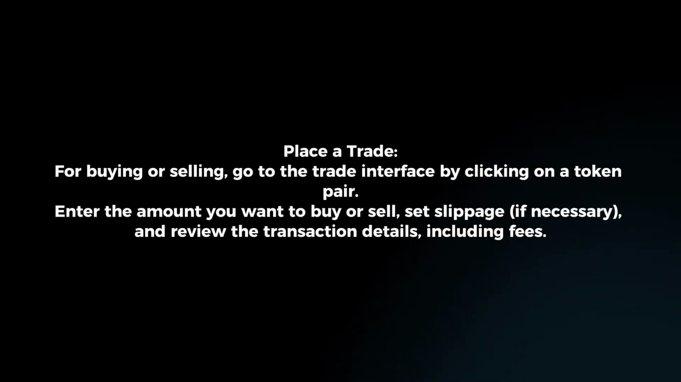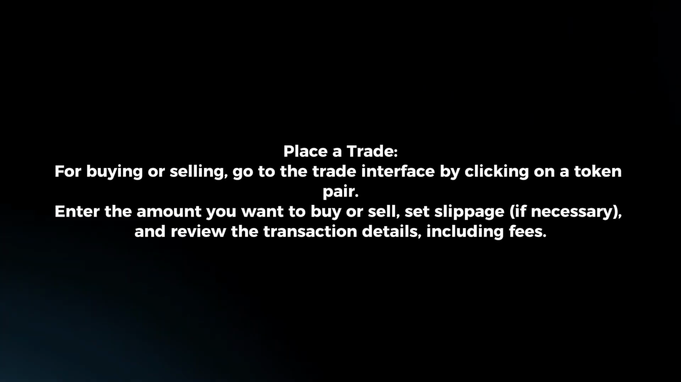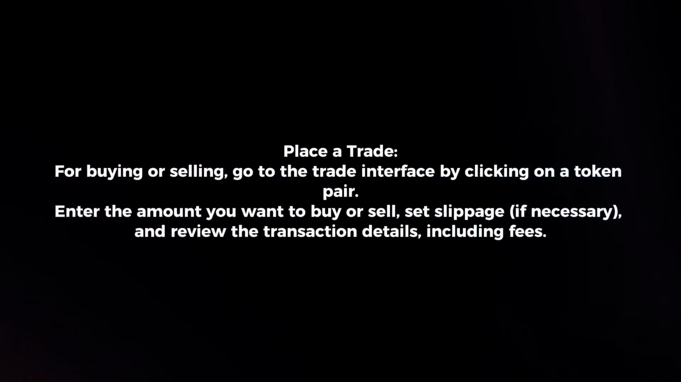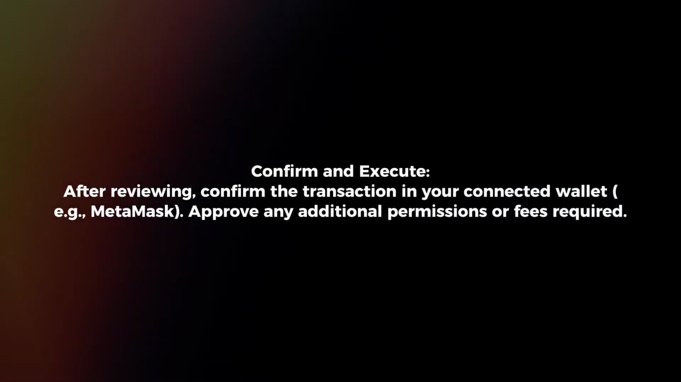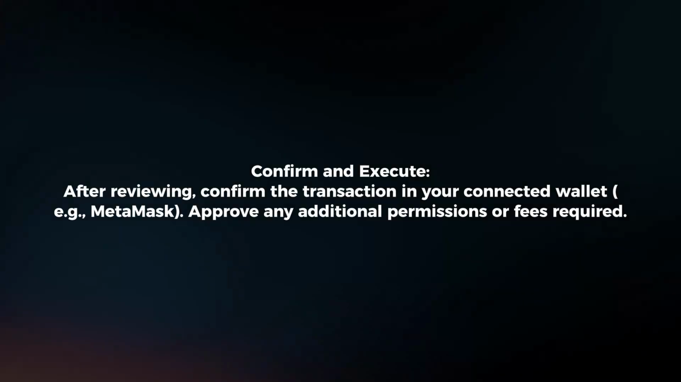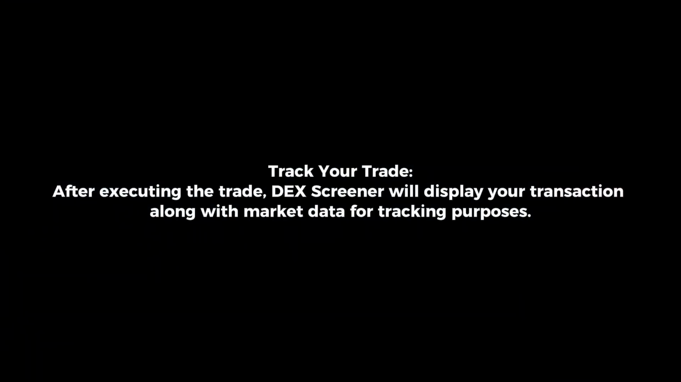Place a trade. For buying or selling, go to the trade interface by clicking on a token pair. Enter the amount you want to buy or sell, set slippage, and review the transaction details, including fees. Confirm and execute. After reviewing, confirm the transaction in your connected wallet. Approve any additional permissions or fees required. Track your trade. After executing the trade, DEX Screener will display your transaction along with market data for tracking purposes.